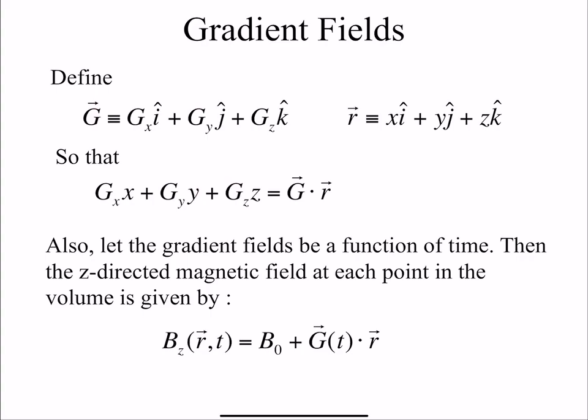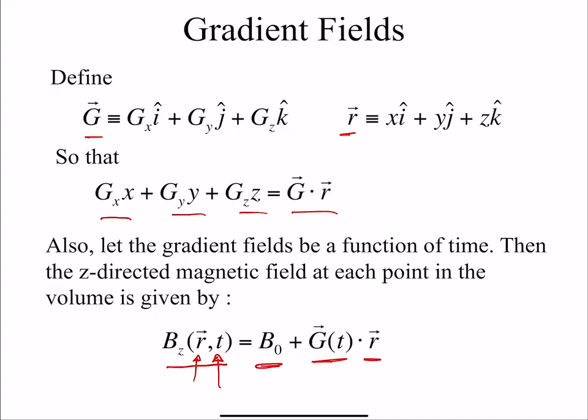So we're going to define a g vector with gx i hat plus gy j hat, and so on, and the typical position vector r. Then gxx, gyy, gzz can be written as a dot product, g dot r. This just simplifies our notation so we don't have to carry around all of that until we want to bring it back later. So then we can say that the BZ field at any point in space, and also time, because we're going to vary the gradients with time, equals B naught plus G of t dot r.